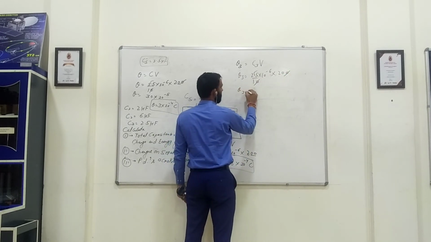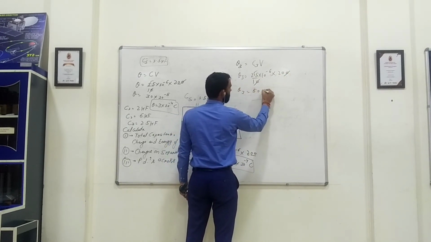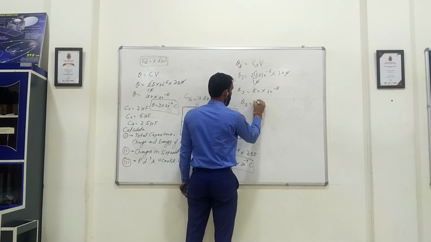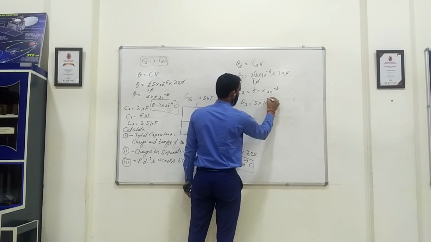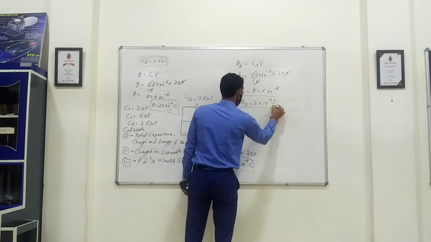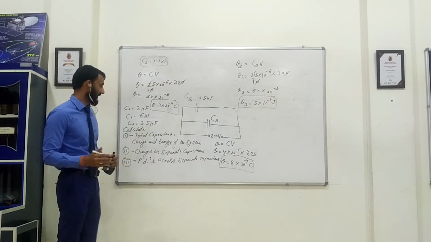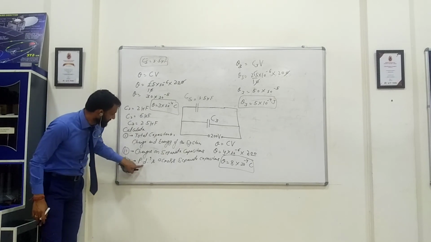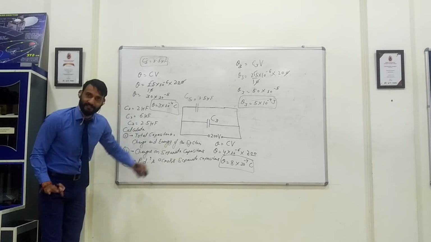Q3 is equal to 50 into 10 to the power minus 5, which will be 5 into 10 to the power minus 4 joule. The charge through Q3 I have calculated, the second part is also done. Now the potential difference across the separate capacitors.